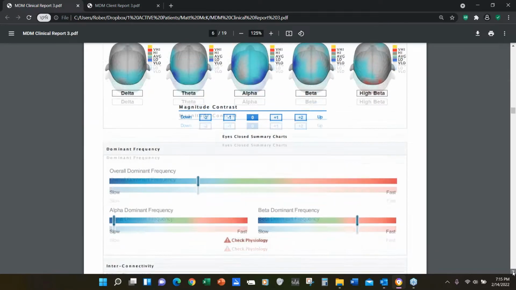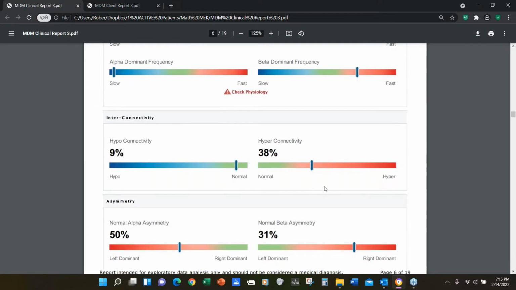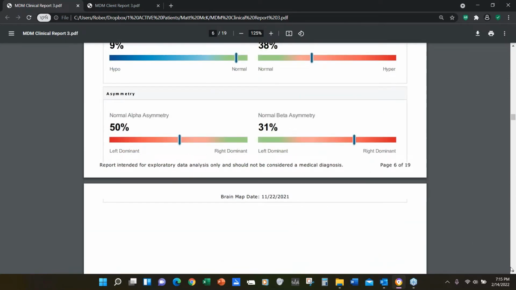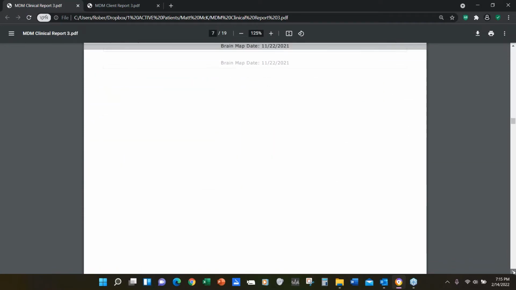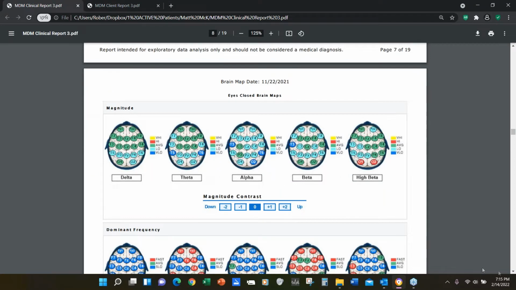The interconnectivity slider bars, the asymmetry slider bars, and then you get the head map again, and it's got the sites, and it covers the same territory in the top piece, but it just has the head maps, so you can look at those versus the slider bars. And then you get the same thing with the eyes open. You have the overall topography maps, your dominant frequency, interconnectivity, your asymmetry, and a repeat of the head maps and the sites.